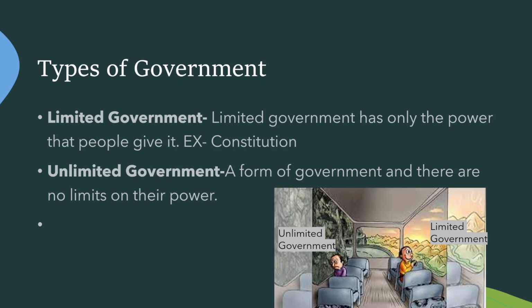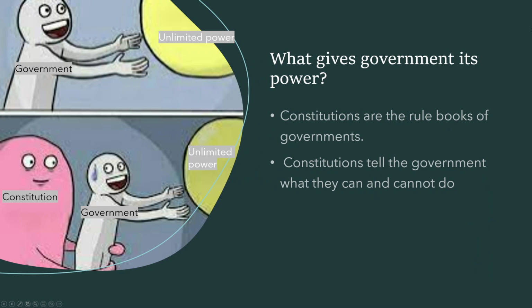Our limited government here in the United States is done by the Constitution, okay? Constitutions are the rule books of government. Constitutions tell the government what they can and cannot do. So, if the government wants unlimited power, they can't, because the rule book they have in place doesn't allow them to. There's ways to stop them from getting unlimited power. So remember, Constitution is a rule book. How should you run the government?